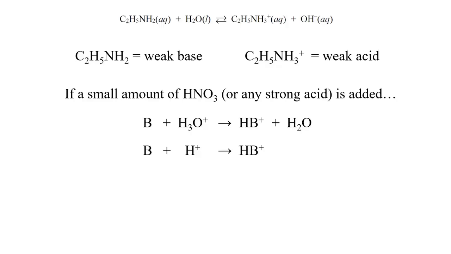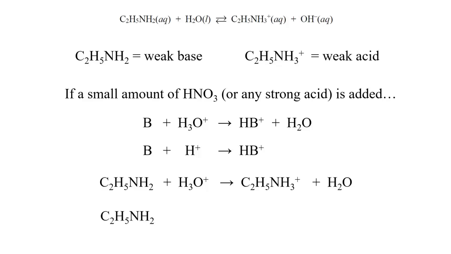Now let's substitute ethylamine, C2H5NH2, for the generic formula B for a weak base. So here's the ethylamine reacting as a proton acceptor with either the hydronium ion to produce the weak acid, the ethylammonium ion, and water, or you could simplify this reaction by substituting hydronium with H+. So the ethylamine would react with H+ ions to produce its conjugate acid, the ethylammonium ion.